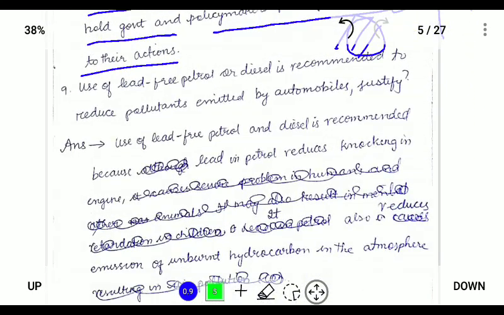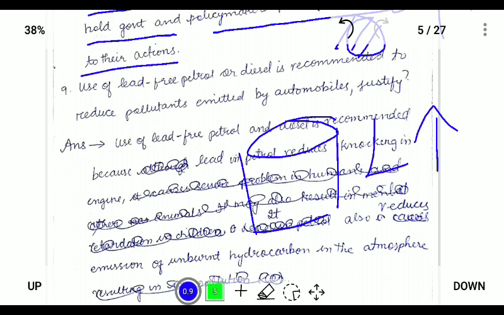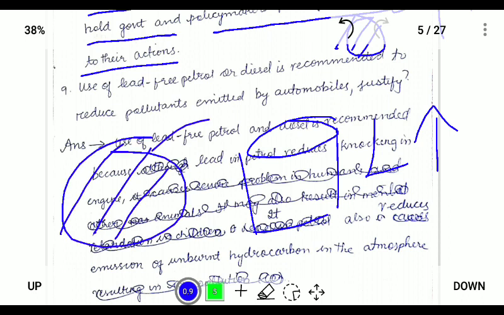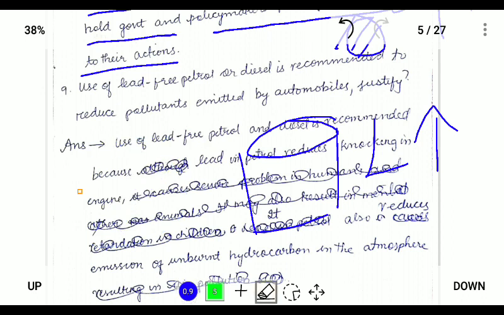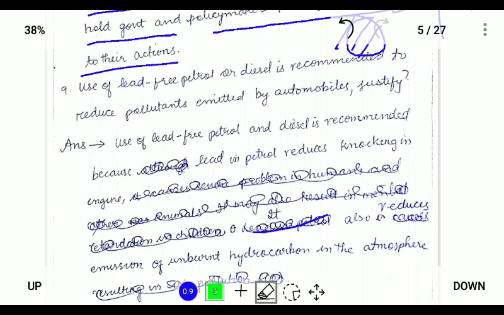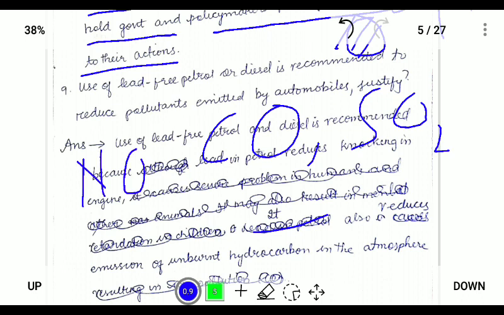Next, use of lead-free petrol or diesel is recommended to reduce pollutants emitted by automobiles. Justify. So in petrol, if the lead concentration is very high, then when the petrol is inserted into the engine, it causes incomplete combustion. That means the fuel is not completely burned by the engine, and as a result, smoke is released in the form of carbon monoxide, sulfur dioxide, and nitrous oxide, etc.